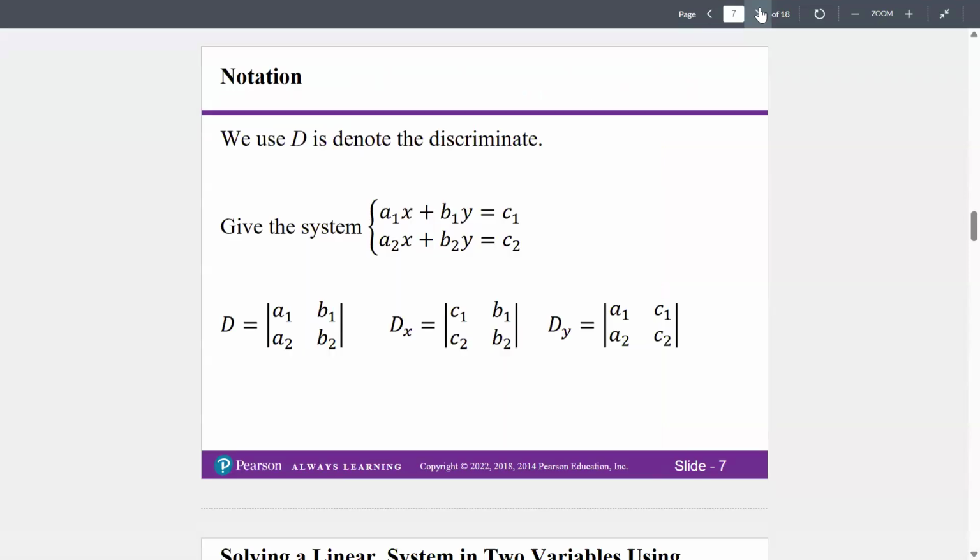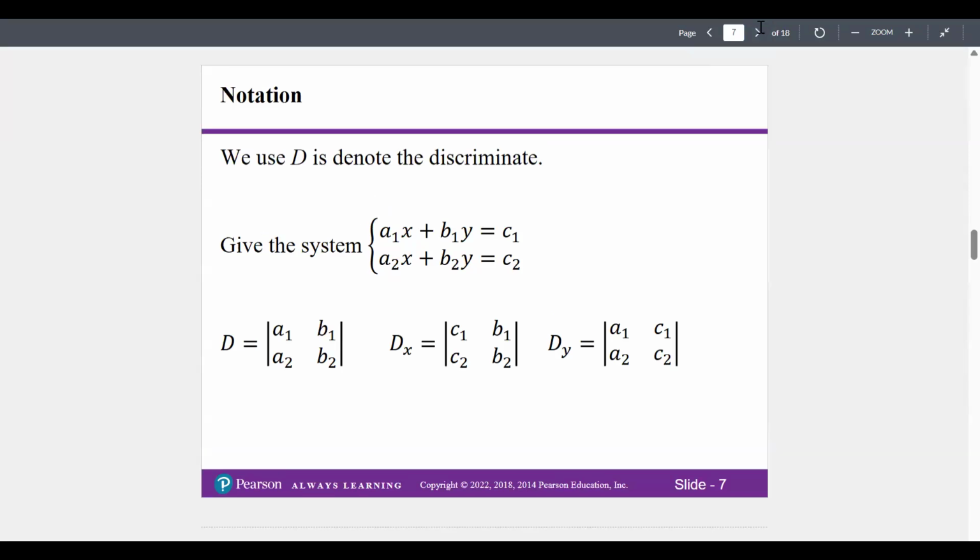So we're going to use D to denote determinant. Given the system a1x plus b1y equals c1, a2x plus b2y equals c2, we're going to have 3 determinants that we need to find. We're going to have D, which is the determinant of everything that's in here. So I'll kind of explain this. For doing these two, basically we are ignoring these two numbers. So we get a1, b1, a2, b2, the determinant of that matrix there.